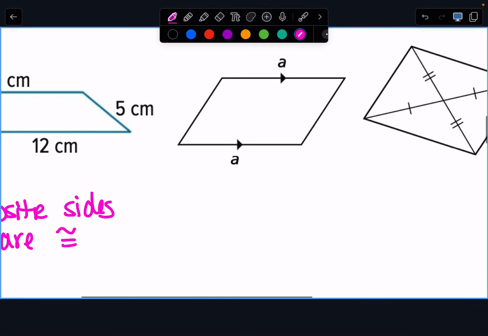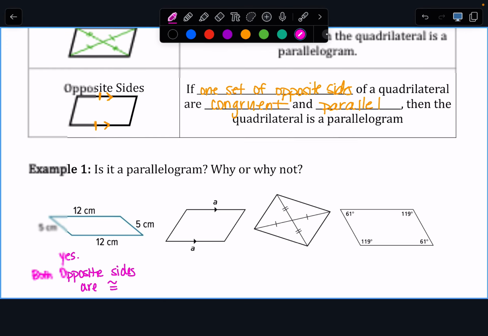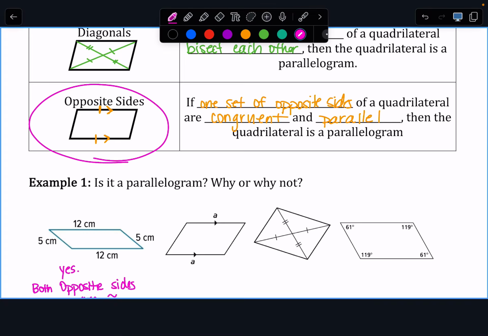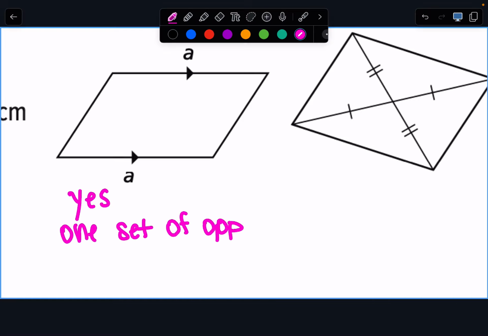How about this second one? Is this a parallelogram? Yes. There's one set of sides. Is A the same? Both of them are A. So yes, because one set of opposite sides are both parallel and congruent. I can see where you thought that might have been a no.